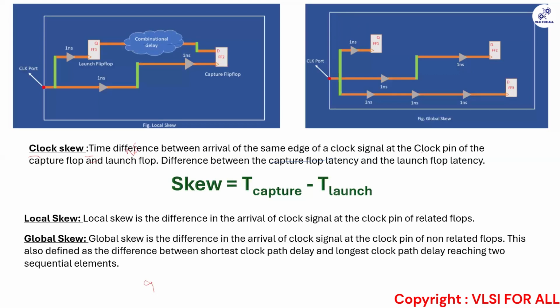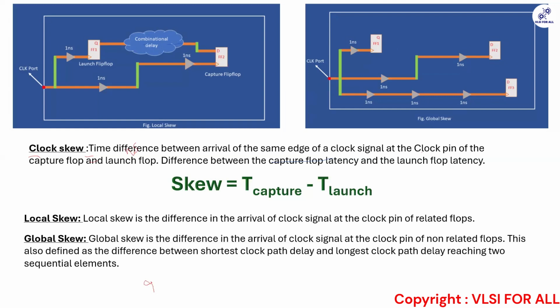Now, don't consider every time, that's why I said bigger picture. When you are looking at it, you are looking at this as launch, this as capture, this as launch, this as capture. Now just take each of the flops as just the clock reaching it. So which is the flop which is taking the longest delay?